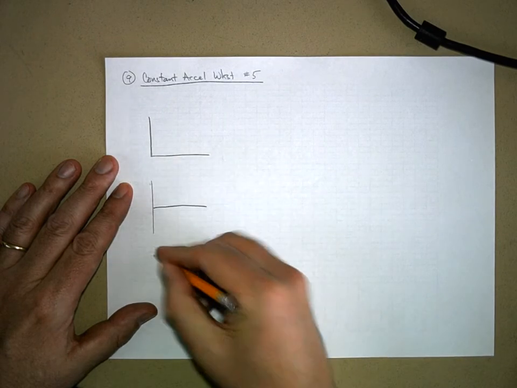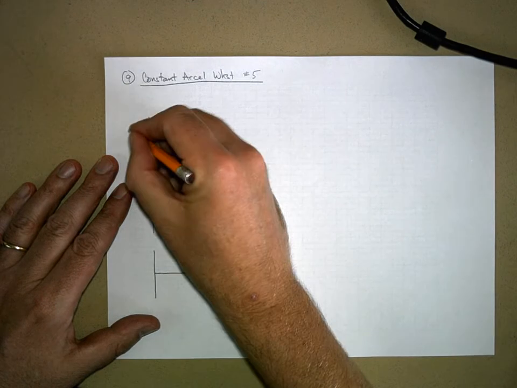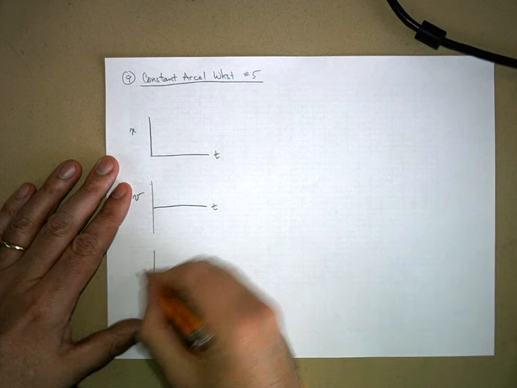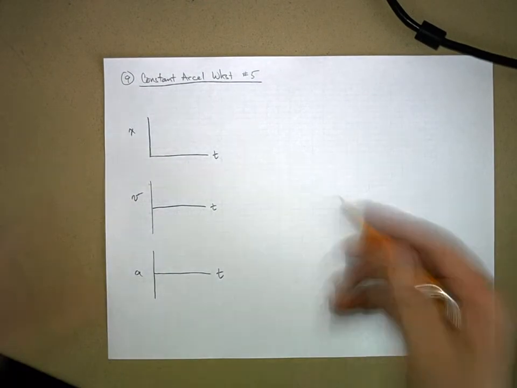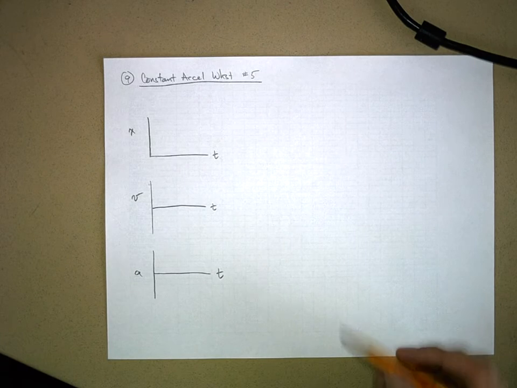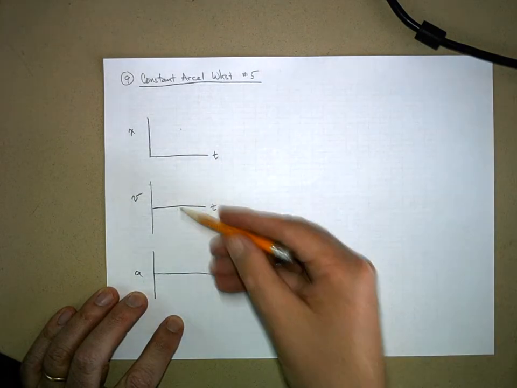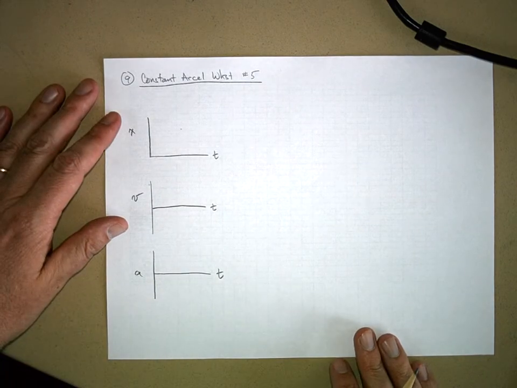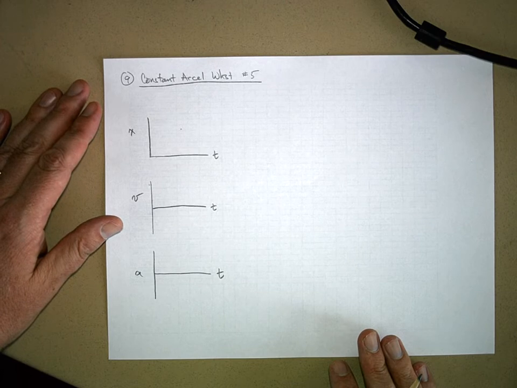Okay, so what you've got is your position versus time graph, your velocity versus time graph, and your acceleration versus time graph. What you'll need to do is, you're going to be given this, and you have to draw these, the velocity and acceleration. So it's pretty straightforward.